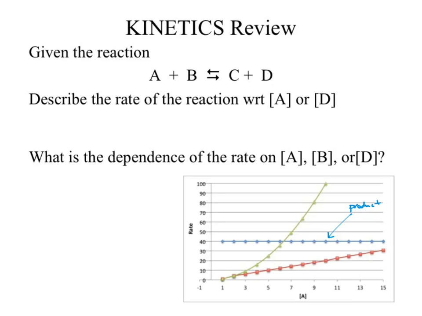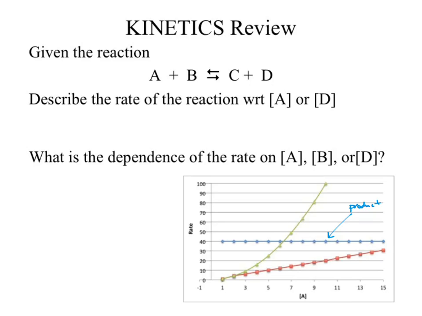What's happening in the green line? Concentration goes up, the rate goes up exponentially. When we change the concentration, we are still affecting the rate, but it's not going up in quite as nice a relationship. That relationship happens to be based off of the square.